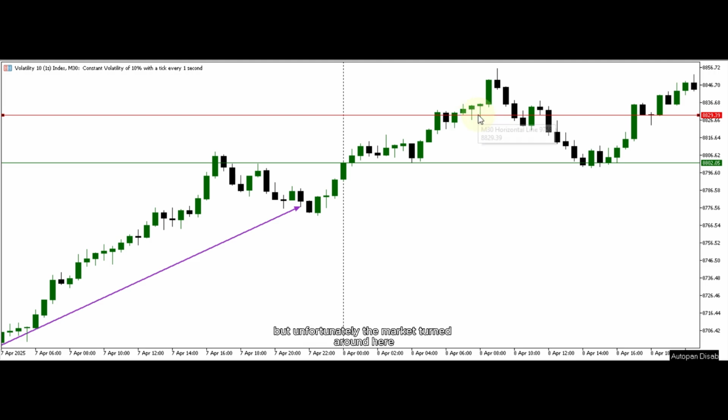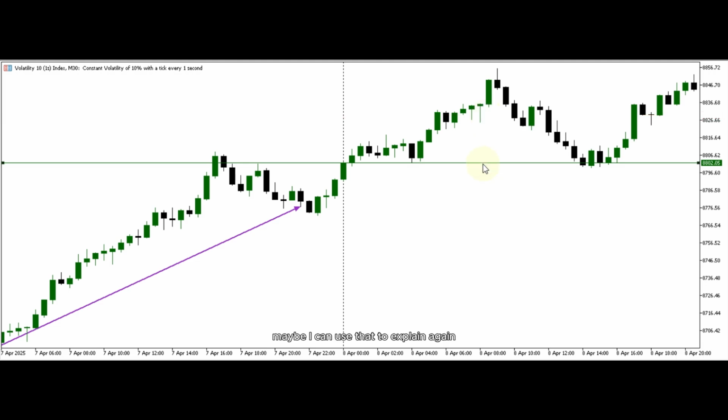But unfortunately, the market turned around here, cut out the trade, then continued the uptrend and got to the initial take profit, like the 1:6. But this is very important to understand, this trailing stop strategy, because it's very useful for you in many cases. Now let me look for another example. Maybe I can use that to explain again for you to understand better.